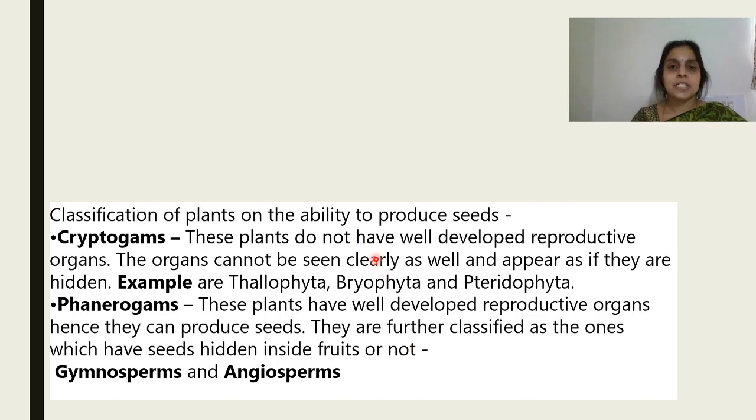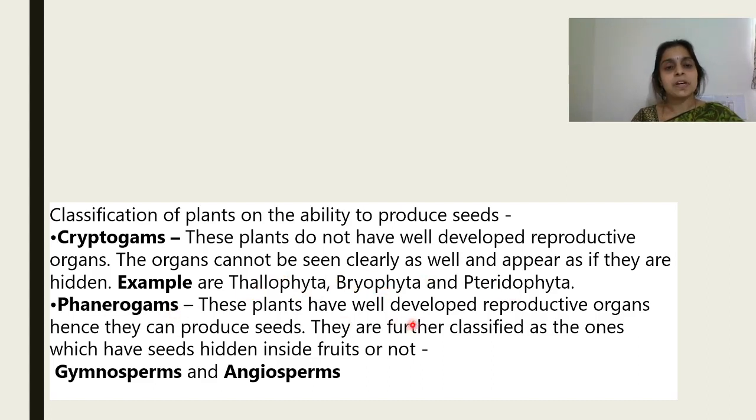Classification of plants on the ability to produce seeds. Cryptogams: these plants do not have well-developed reproductive organs. The organs cannot be seen clearly, meaning they are hidden. These plants do not bear external flowers or seeds. Reproduction is by spores. These are also called flowerless, seedless, and lower plants. Coming to the divisions: thallophyta, bryophyta, pteridophyta.